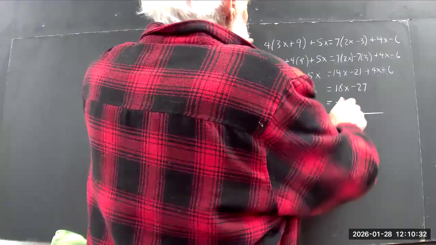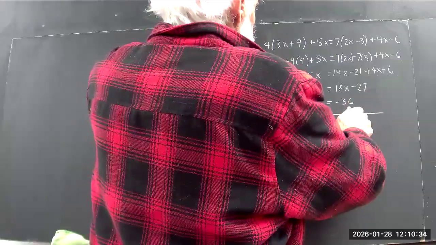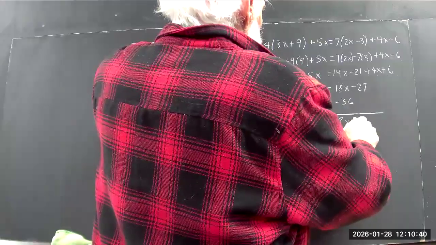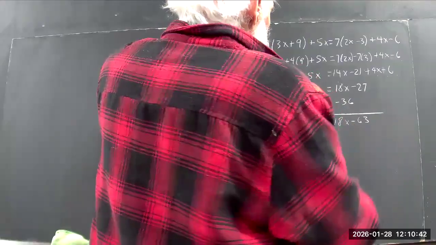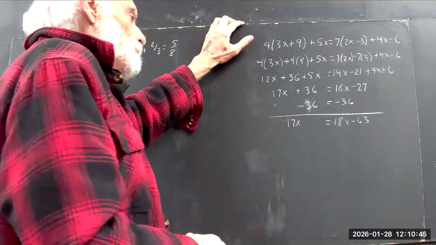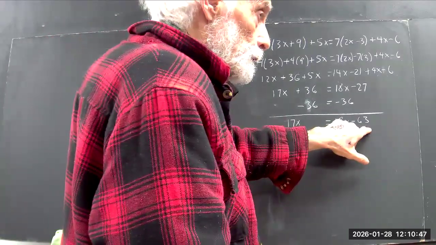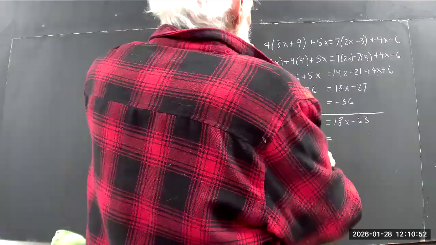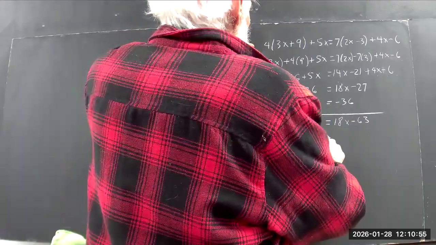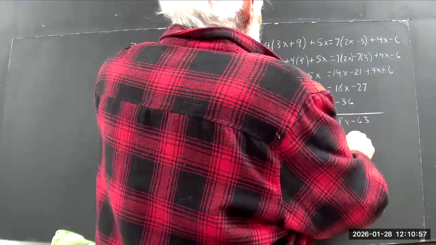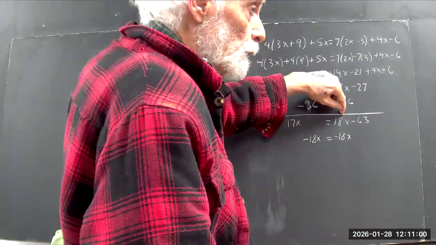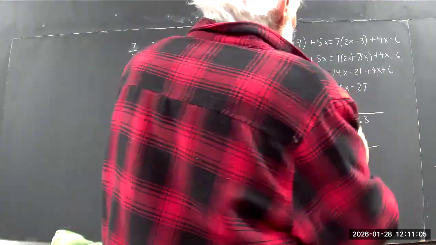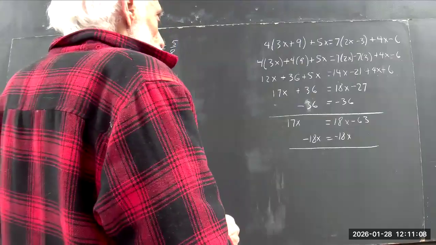And on the right, it's going to be 18x minus 27 minus 36. Negative 27 minus 36 is negative 63. And now we're getting real close, but we have x's on both sides. So we want to add the equation negative 18x equals negative 18x. Why is that? It's because we have an 18x on the right-hand side, and we don't want it there. We want all the x's on the left-hand side.